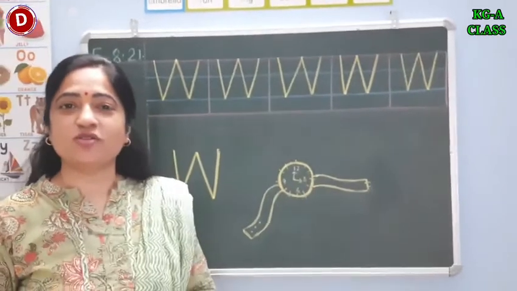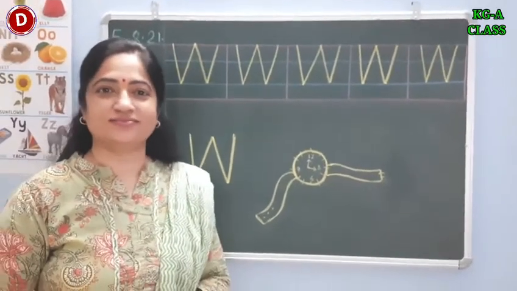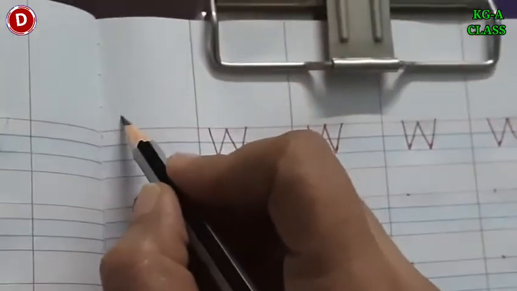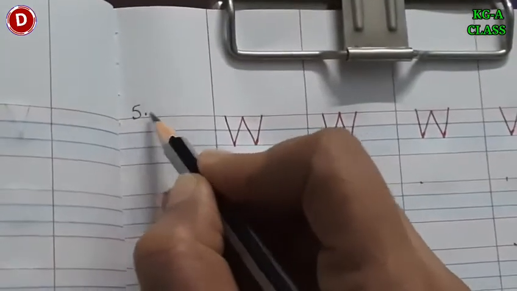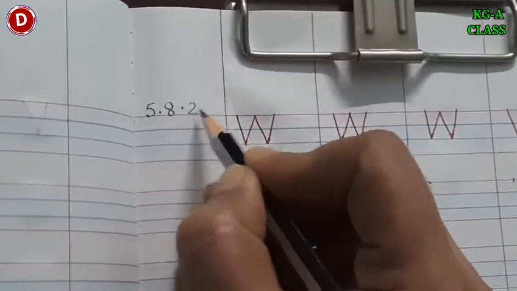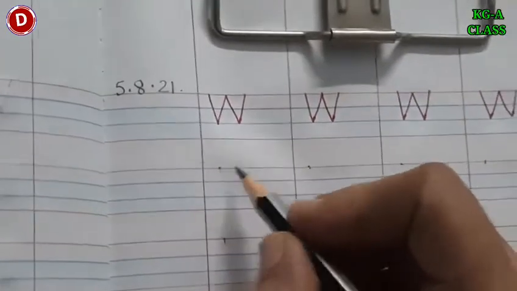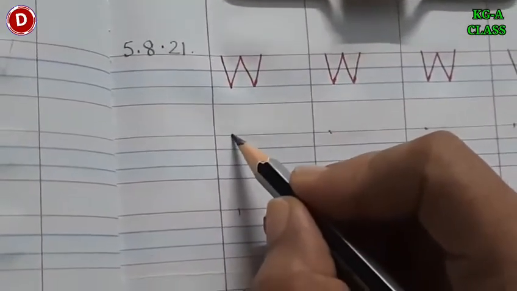Now I will show you how you will write in your notebook. Children, now let's write capital W in the notebook. First you have to write today's date. Today is 5th August 2021, like this. Now children, put your pencil on the red line here.